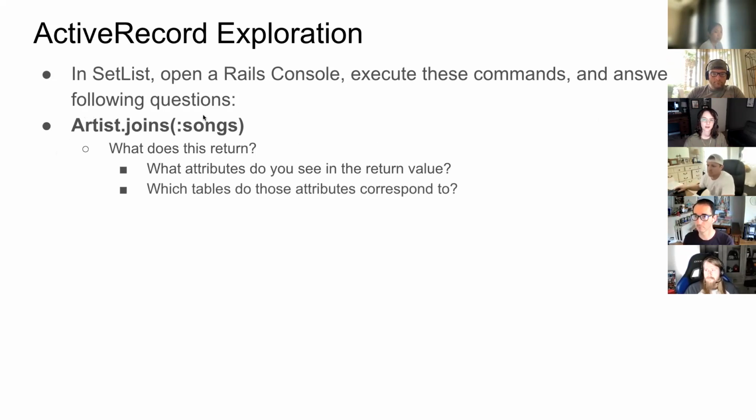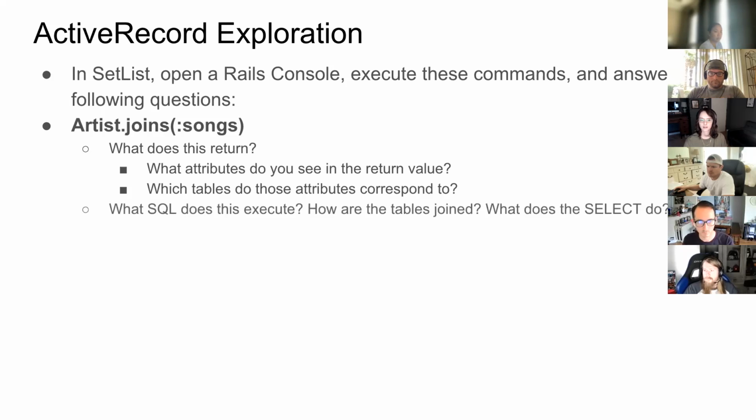We have an artist here, we have some songs here, and we're looking at this return value to see what attributes are there, what tables they correspond to, just what does this query spit back out at us? And if you've been following some of the stuff we've done in class, we can see when we execute Active Record that it will print out some SQL.